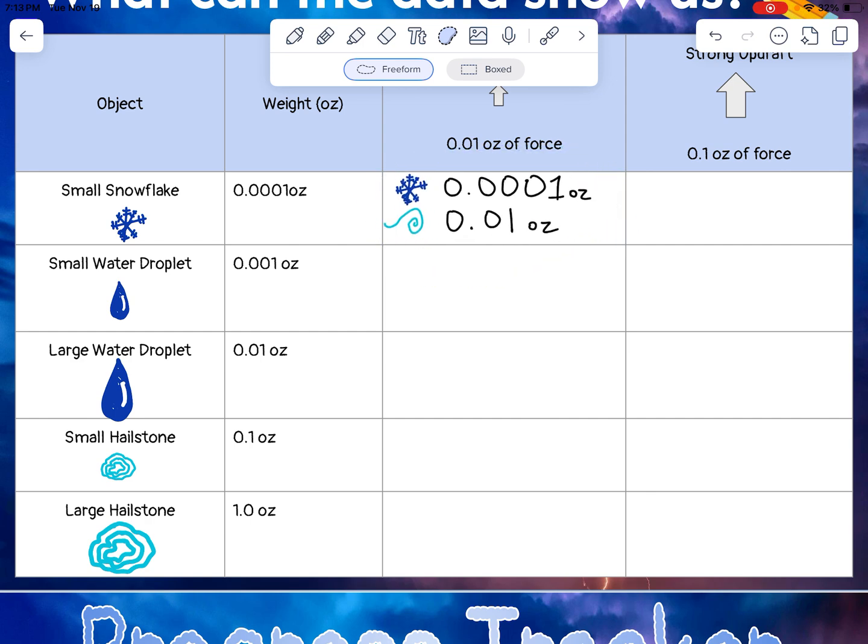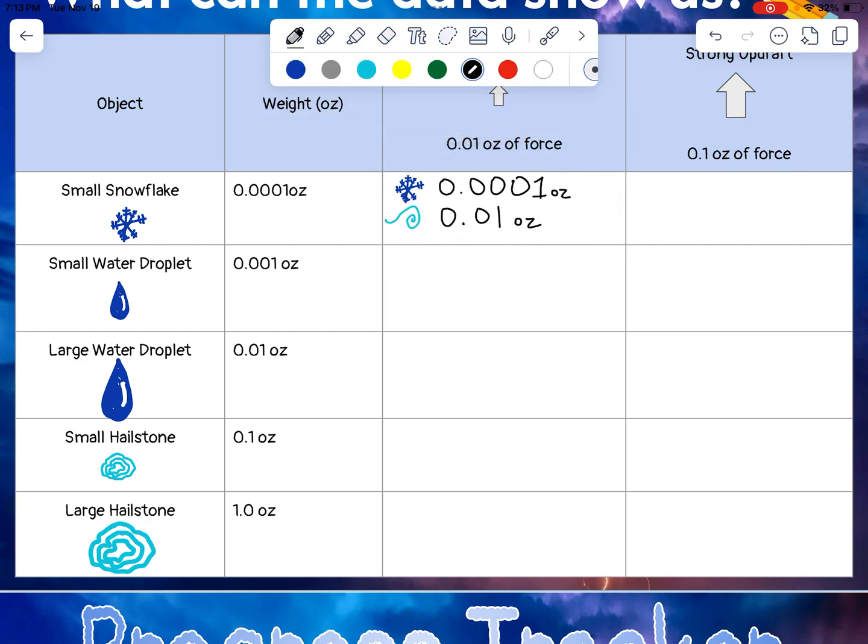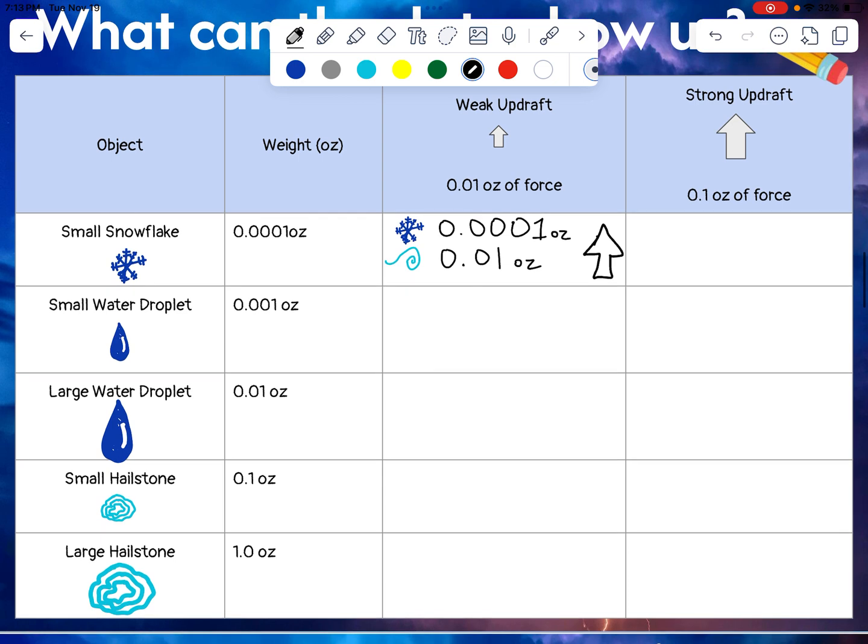So I'm going to do a little bit of squish squashing. Hold on, I'll make sure I leave more room next time. So this little small water droplet, when faced with an updraft that has 0.01 ounces of force, is going to rise. I'm going to try to draw everything nicely one time, and then I'll be able to copy, paste, copy, paste, copy, paste. So, rise.